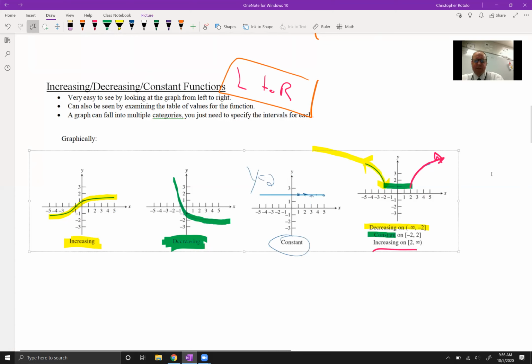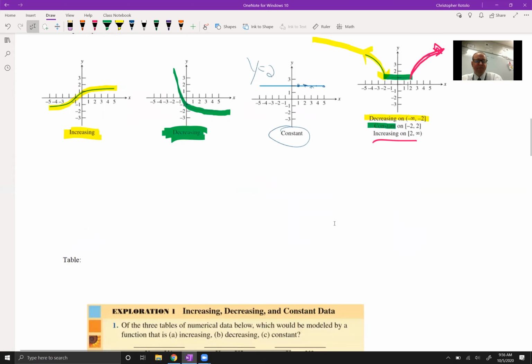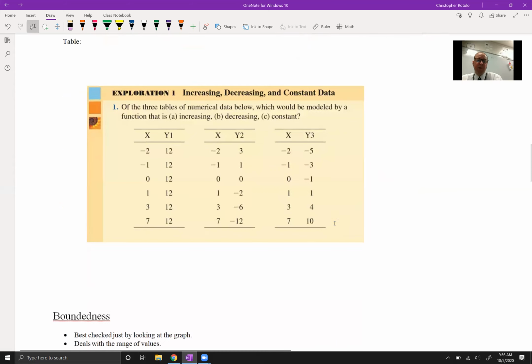Okay, so left to right, we're going to, again, put your pencil on it or your finger on it and just trace it over. Say, am I going up? Am I staying flat? Or am I going down? So decreasing, increasing, and constant. All right, so from the graph, it's kind of easy. We don't have to do too much. As long as you remember left to right, it's not that bad.